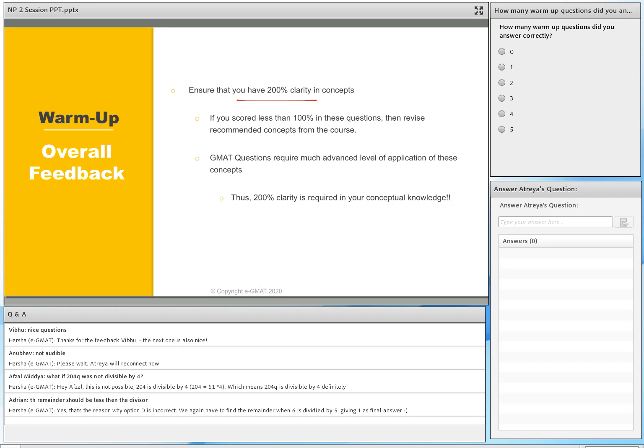Secondly, what you need to understand is the GMAT questions that you would be solving require a much advanced level of application of these concepts. You need to be sure that you know these concepts in and out, because the application is another difficult task that you need to go through, right? All right, so next, let's move on to the next question.